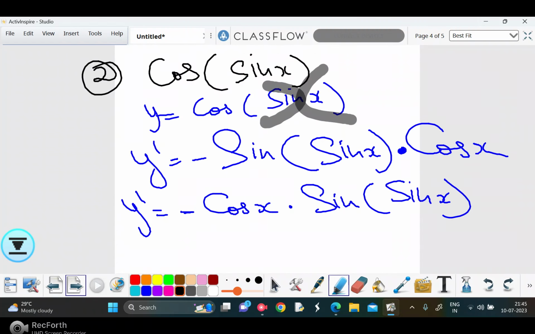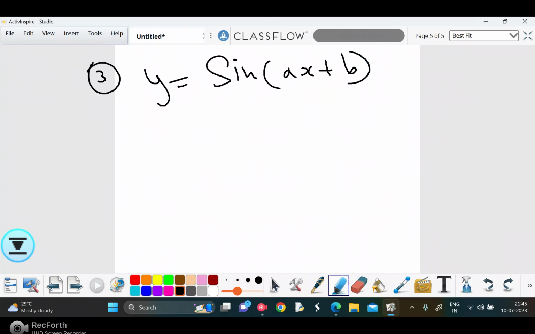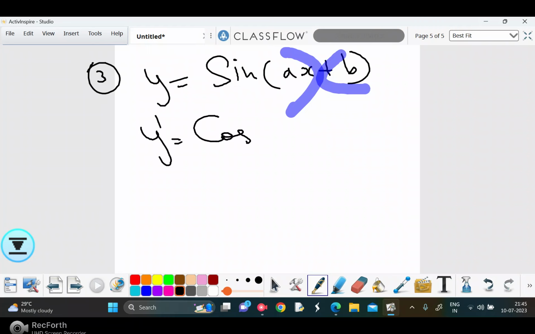No, I did not give you any formula, but I gave you the formula for sin x, correct? So I'm going to pretend that this is x. So y dash will be: sin x differentiation is cos x. But what did I take as x in my question? Ax plus b. The sum is not over because ax plus b is not actually x.